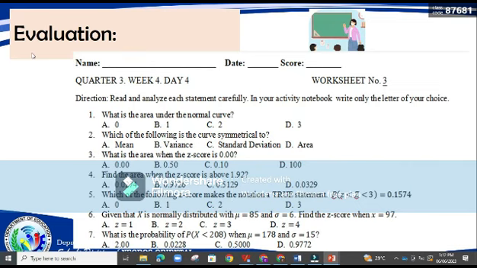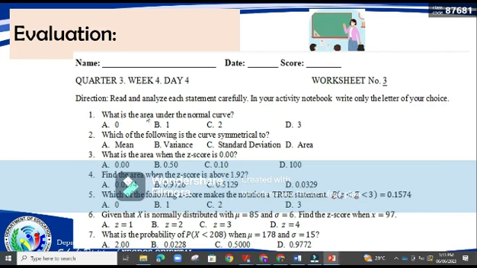Okay, so the evaluation should come first before the assignment. However, I'll read now the evaluation. You're going to answer this in your activity notebook. So this is week 4, day 4. Now, direction: Read and analyze the statement carefully. In your activity notebook, write the letters of your choice, but you also have to show your solution.